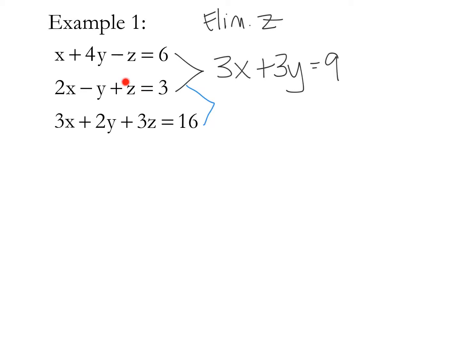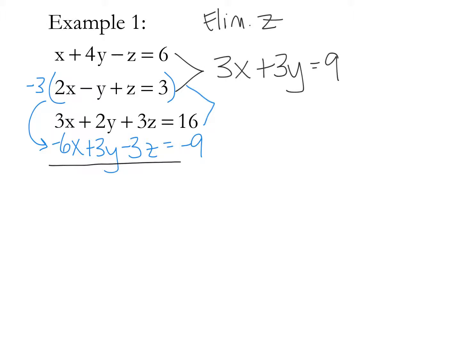So look at the z's. This is just positive z, this is positive 3z. So what I need to multiply this row by in order to get those z's to cancel is negative 3. And I'm actually going to write that down here so that I can keep everything lined up. So that's going to give me negative 6x plus 3y minus 3z, and don't forget to multiply the 3 as well. That gives you negative 9. So when I add these 2 together, I'm going to get negative 3x plus 5y, the z's cancel, and I get 16 minus 9, which is 7.